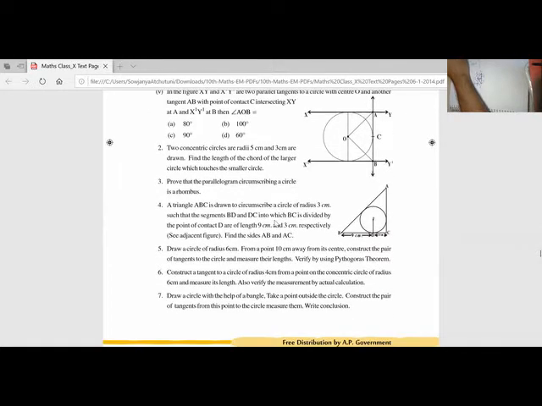Leave it. So let us say two concentric circles have radii 5 and 3. Find the length of the chord of the larger circle which touches the smaller circle. Nothing but, let us see.